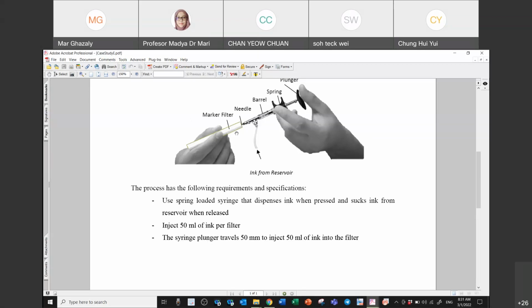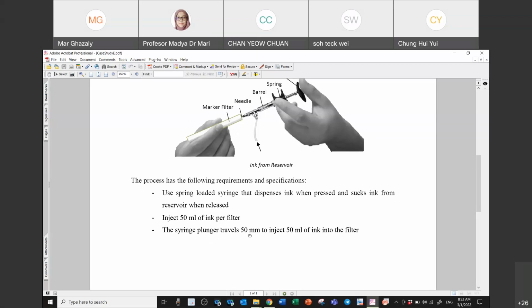Okay, so it should be 55 mm, it should be 5 mm lesser. So it needs to be exactly at 50 mm. Okay, so basically you need to have a controller there, when we have this type of wording.